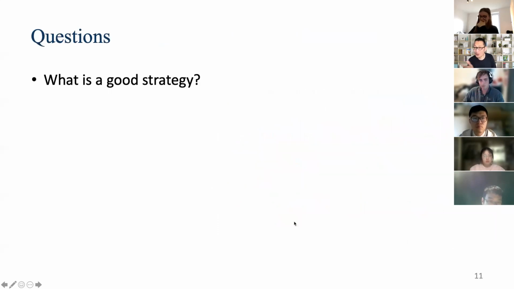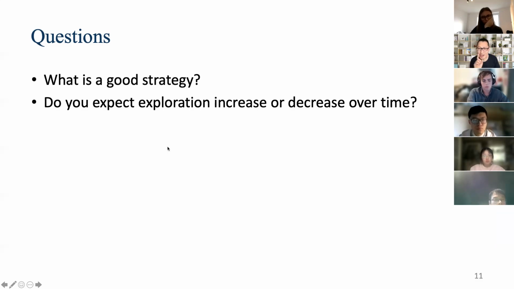What is a good strategy? We already mentioned you should have a good balance between exploration and exploitation. You need to find some knowledge first, and then try to exploit that knowledge, for the oil problem and for the bandit problem. But now the question I want to ask is, do you expect exploration to increase or decrease over time? This should be a straightforward question for you.